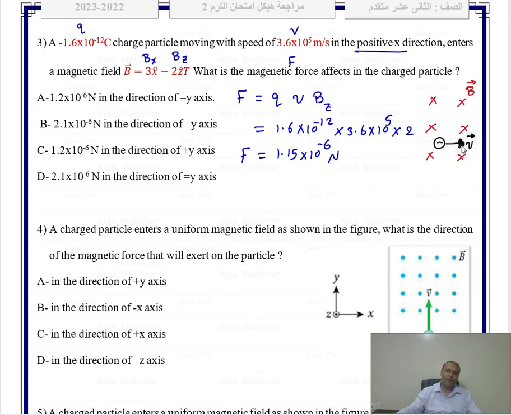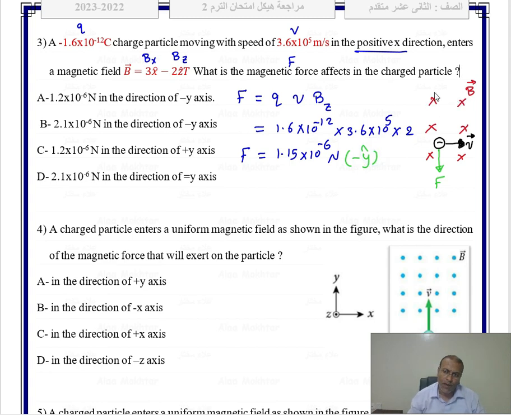We use a right hand rule. My fingers with B inside the screen, my thumb to right side with positive X direction. The force effect on negatively charged is with backhand, so that the force will be down. Down in which direction? In negative Y. Force equal 1.15 times 10 to the negative 6 in negative Y direction.